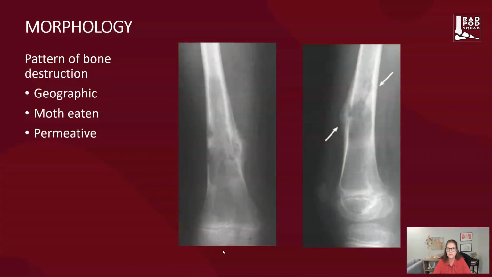When we're looking at morphology of lesions, we're going to be looking at the geographic, moth-eaten, and permeative patterns. In this tutorial, we're looking at malignant lesions. So we have our typical moth-eaten and aggressive lesion that has broken through the cortex. We have some onion skinning and some periosteal reaction in an aggressive lesion with a pathologic fracture.